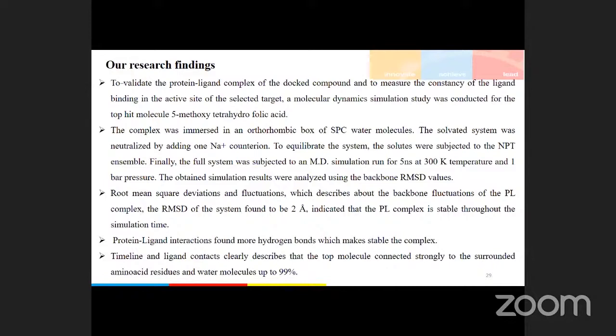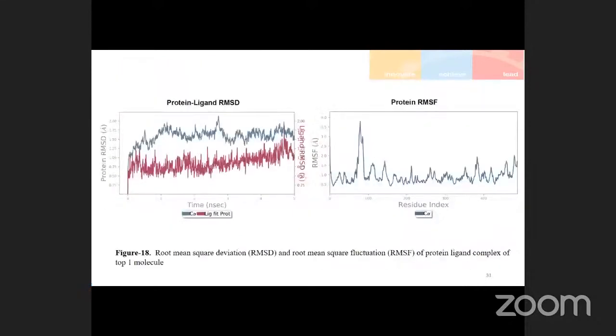Then the timeline and ligand contact clearly describe that the top molecule connected strongly to the surrounding amino acid residues, and the bottom molecules up to 99%. So these are all the results I am telling. The first one is the RMSD plot, and the second one is the RMSF plot. RMSD is nothing but root mean square deviation, and RMSF is nothing but root mean square fluctuation.